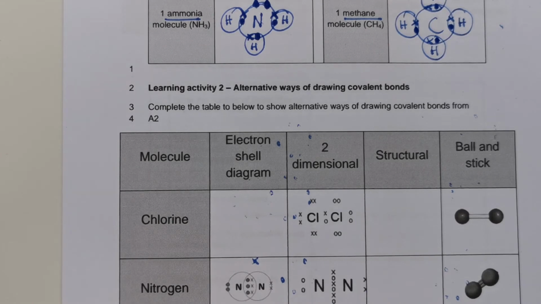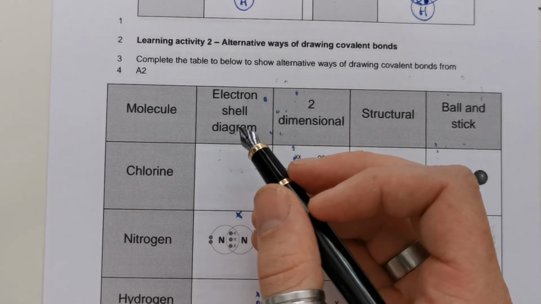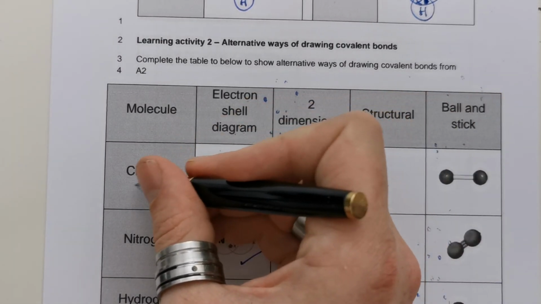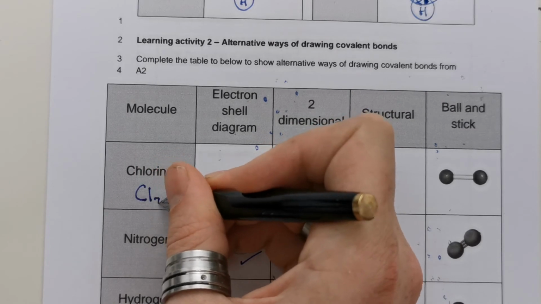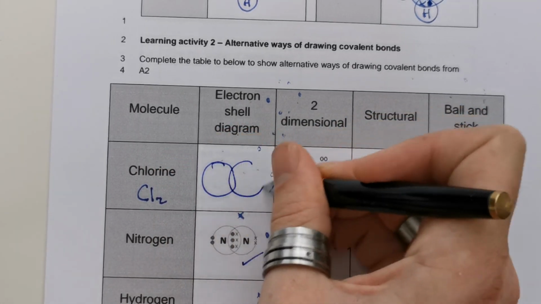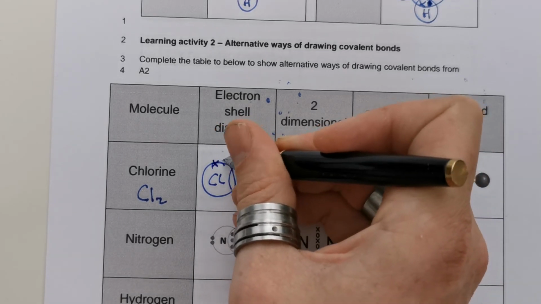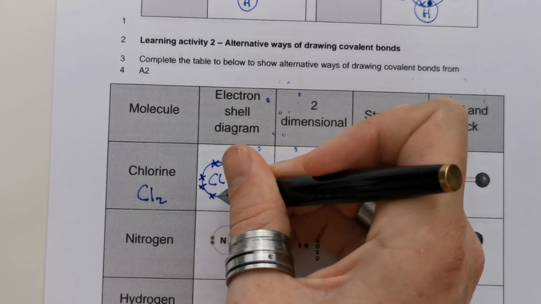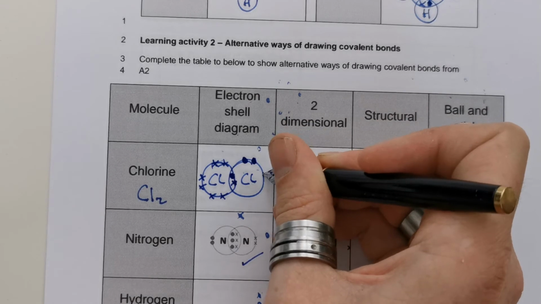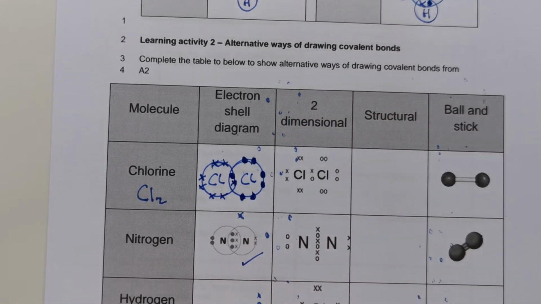Now, if we just have a look at these first 2 here, electron shell diagrams are what we've already drawn. So we've seen this already in one of our drawings. In chlorine, we've done 2, which we know is Cl2. So we should see 2 chlorine atoms like this, one with crosses and one with dots, sharing one pair of electrons in the middle to make a covalently bonded molecule.